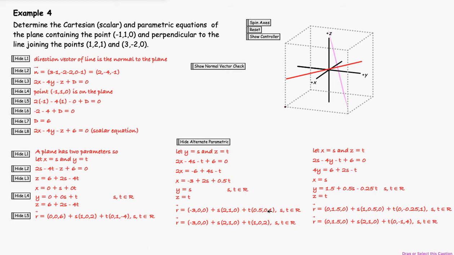Now, we did say we don't want there to be decimals in these, so what I'm going to do is double this and get 1, 0, 2 to get rid of the decimals. So that's an alternate vector equation.